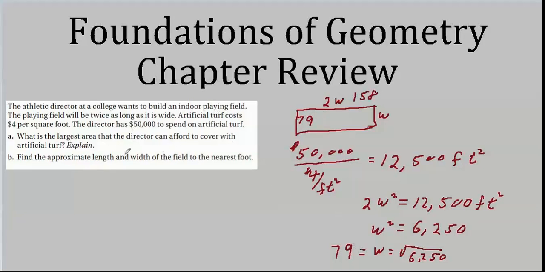So, down here, what's the largest? That's 12,500 feet squared. Find the approximate length and width to the nearest foot. And that's 79 for a width and 158 for a length. And boom, you got it all. You see, these problems, they look tough, but you really just have to break it down one step at a time, and it's not that bad.